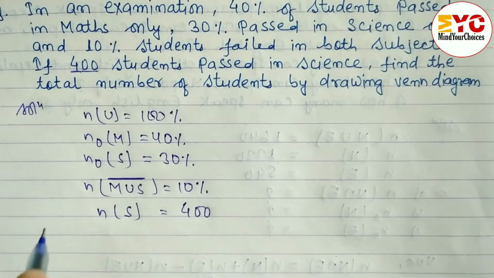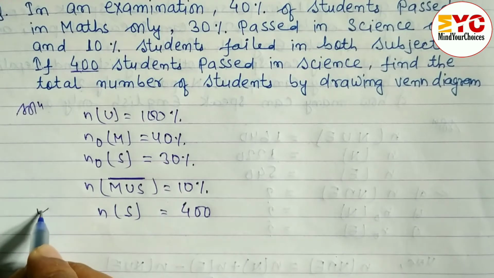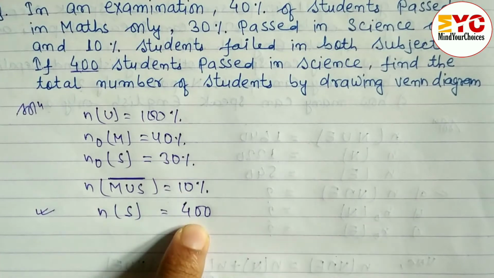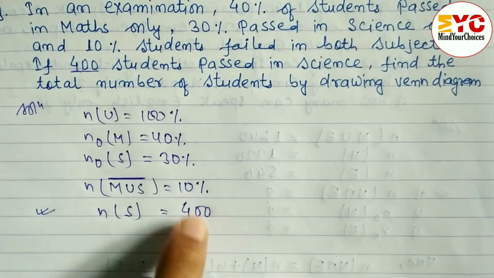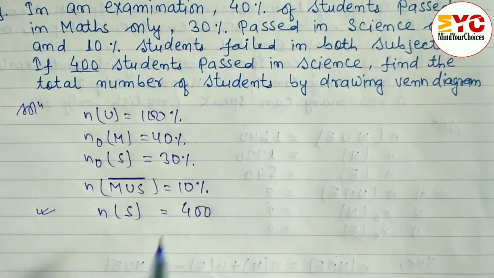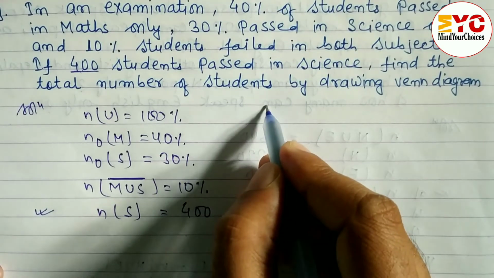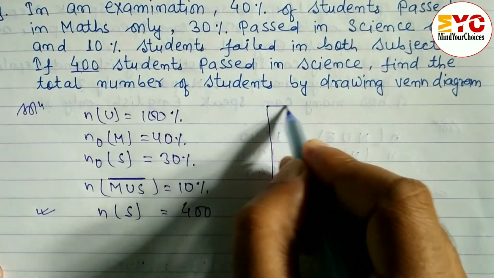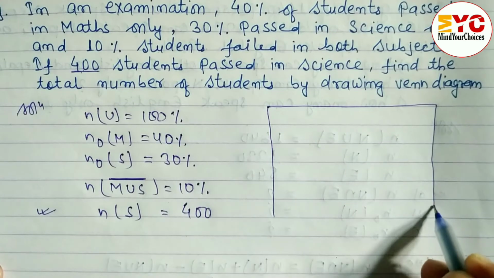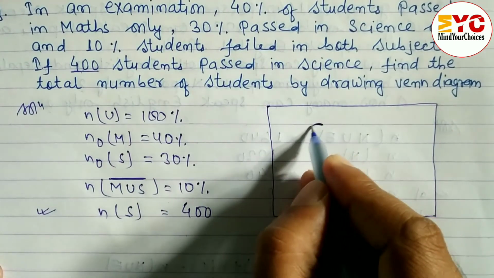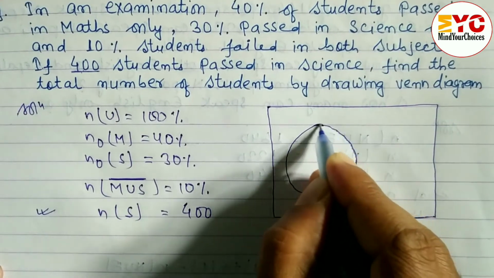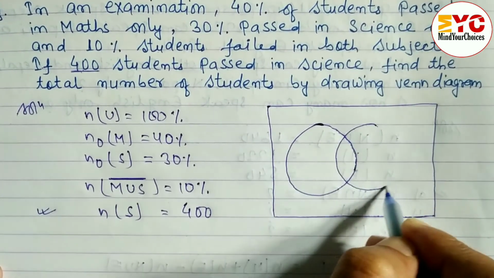Now, one thing you have to keep in mind: in this question n(S) is given as a number, and we have to find n(S) in the form of percentage. Here, by drawing a Venn diagram, let's draw the Venn diagram. We can use the formula also, but the question says by drawing a Venn diagram, so let's use the Venn diagram and find the answer.